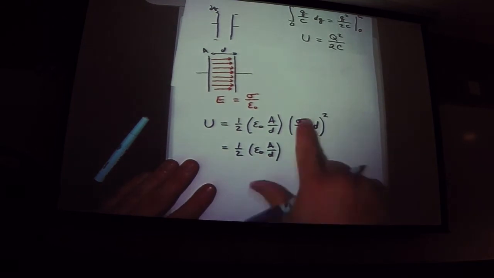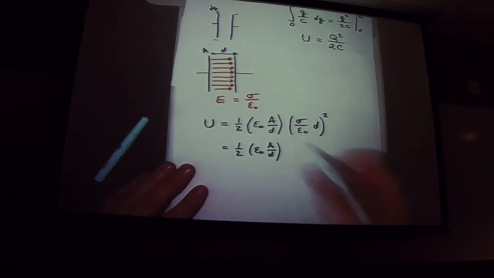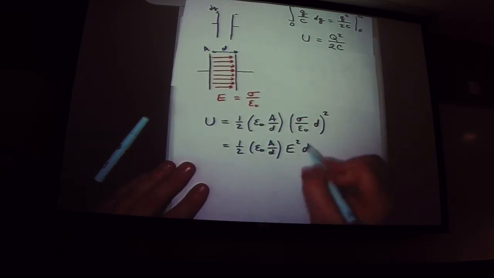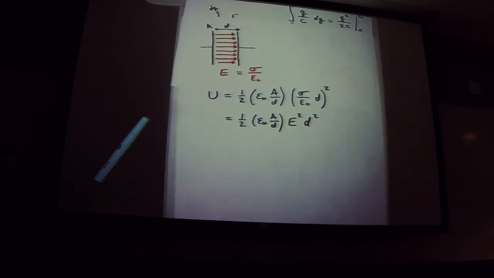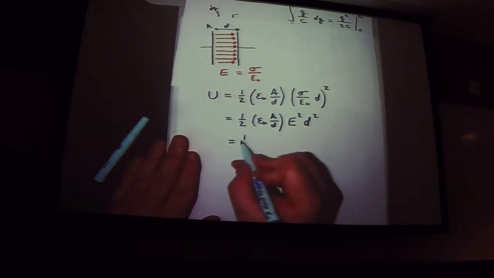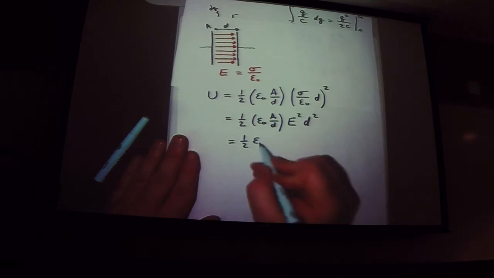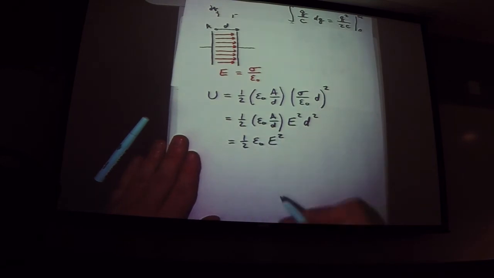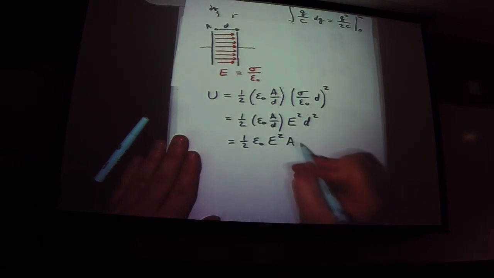Since I want this stuff in terms of the electric field, I'm actually going to keep the E here. That E then becomes squared, and I get a D squared here. Which means the total energy stored inside of this thing is 1/2 epsilon naught E squared A D.